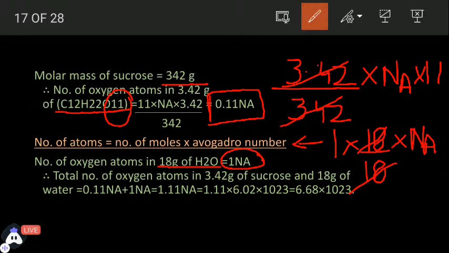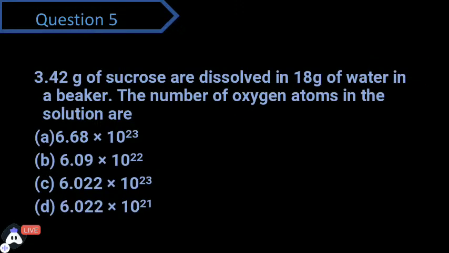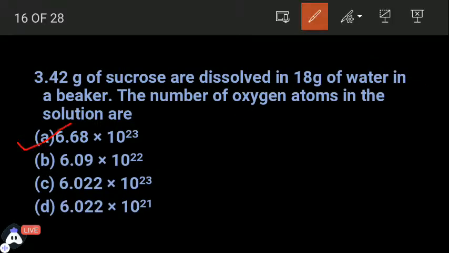Now the question was asking the total number of oxygen atoms in 3.42 gram of sucrose and 18 gram of water. We will add them. 0.11 Avogadro numbers plus 1 Avogadro number gives you 1.11 Avogadro number. And when you solve, the answer turns out to be 6.68 into 10 to the power 23. So among all, the correct answer was 6.68 into 10 to the power 23. You can even take a screenshot of this question and practice it again. It's very important.